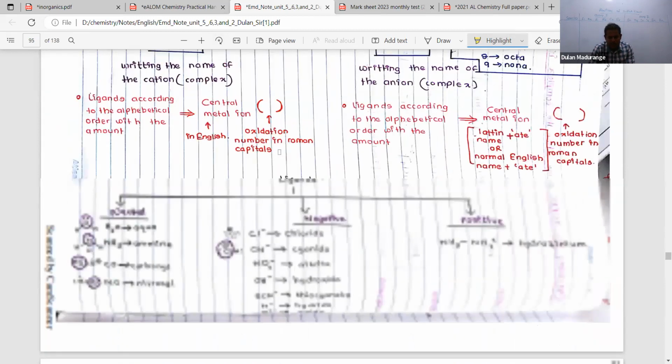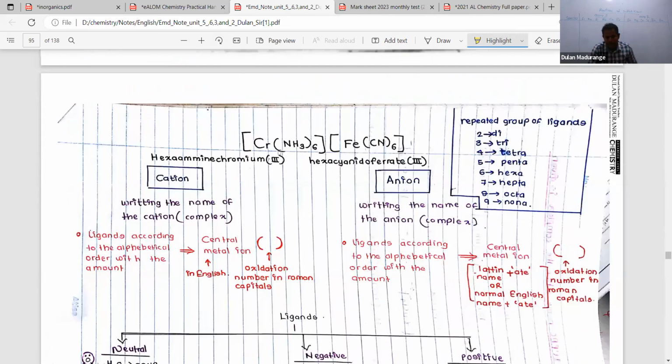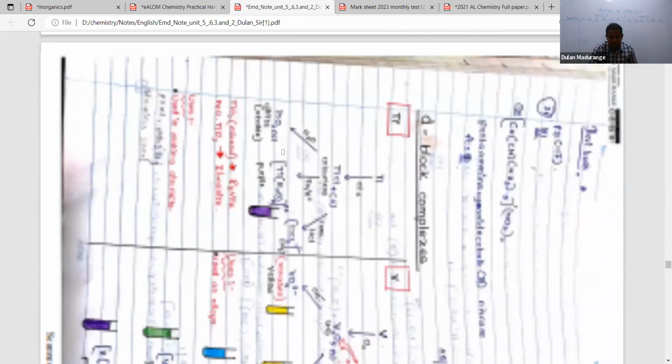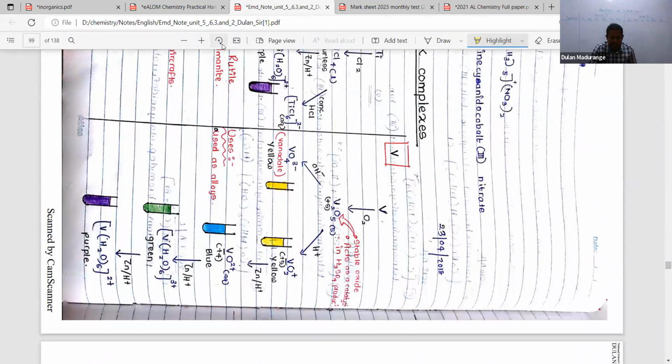This is nomenclature. I see the smart notes, right? And then these D block colors. Can you see we are using colors too?